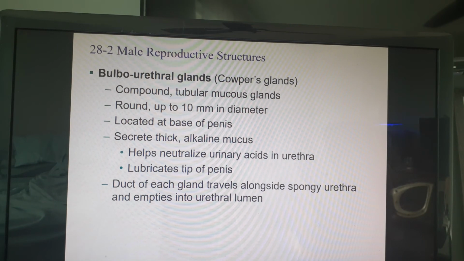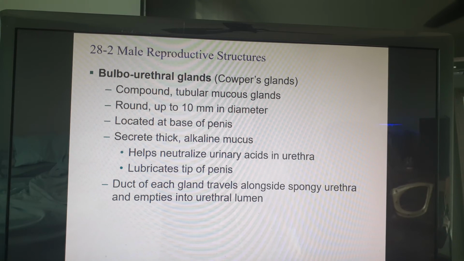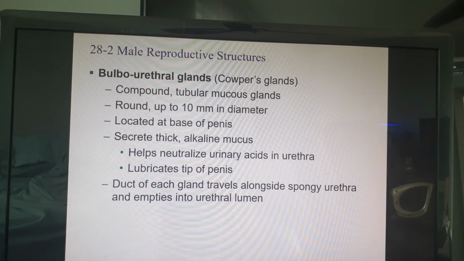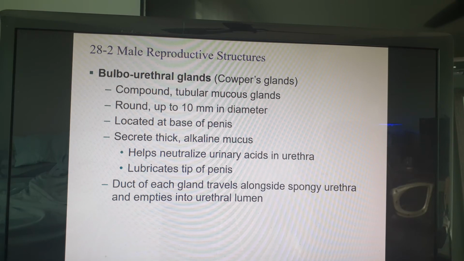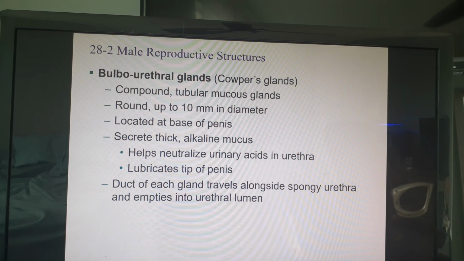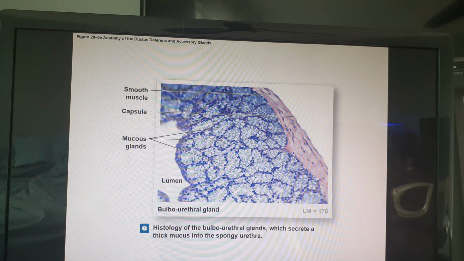Tiny little glands that are embedded in the muscle of the floor of the pelvic wall are the bulbourethral glands. Older books will call these Cowper's glands. Now, they make an opaque white alkaline mucus. Cowper discovered them, but they're also associated with a milkiness. It helps neutralize the acids in the urethra, and this also provides lubrication. Each Cowper's gland travels alongside the spongy urethra, and then it empties into the urethral lumen. So there's a cross-section through a bulbourethral gland.